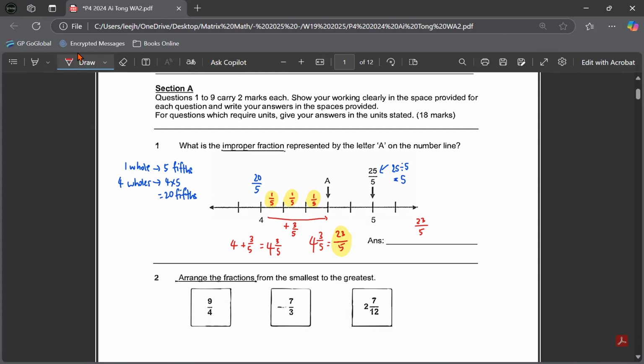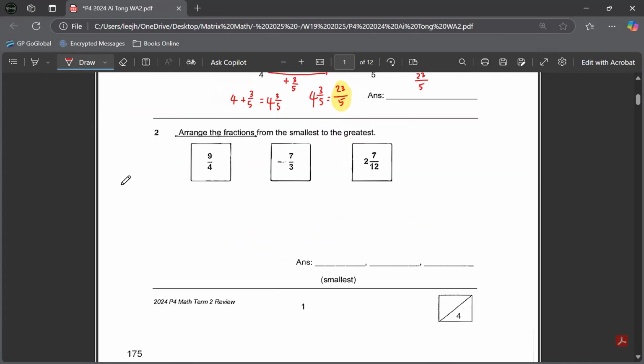Okay. So next one, question two. Arrange the fractions from smallest to greatest. If you look at your denominator, this is improper. Sorry, this is also improper, but this is a mixed number, which means we can actually change all of them into improper fractions. So this one will be improper fraction of 2 times 12, 12 is 24. 24 plus 7, 31 over 12. So this is 9 over 4. This is 7 over 3.